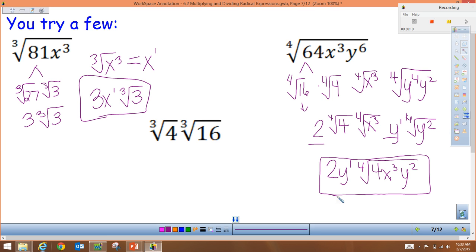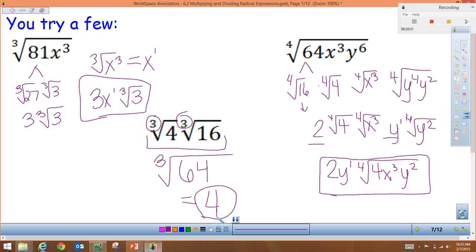Last one here. First, we're going to put these two together. Since we know they have the same root, we're going to put them underneath. 4 times 16 is 64. So now we have the cubed root of 64. Well, we can solve that. That equals 4. Simple as that.